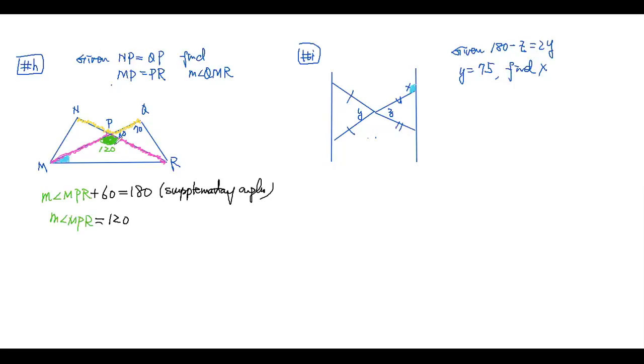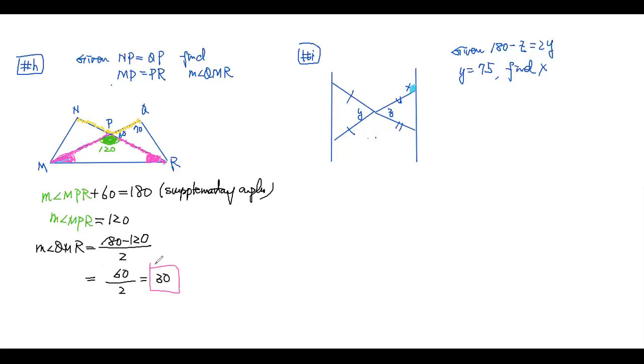And I know the triangle NPR is isosceles because I graphed it. So I know this angle and the angle we are looking for here are the same. So the angle QMR will be 180 minus 120 and divided by two, because those two angles are equal. So this will be 60 divided by two. So what is the angle here? It's 30.